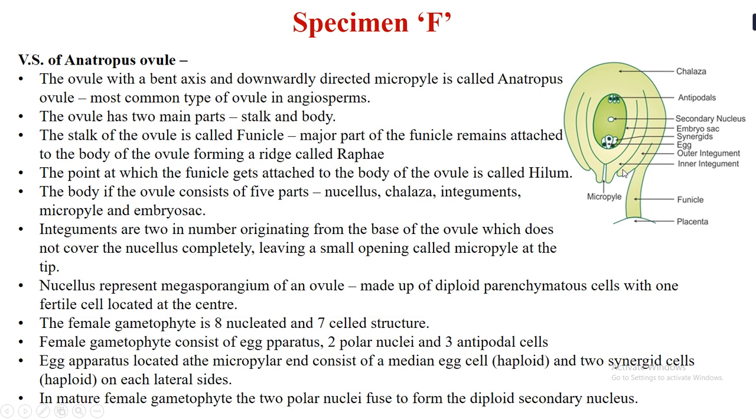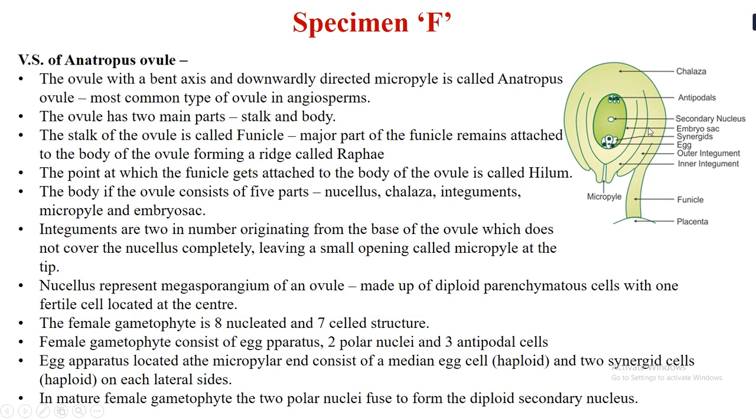Integuments are two in number, and they are the coverings of this embryo sac. They cover the nucellus completely, and leave a small gap at the micropylar end. Speaking about the nucellus, it represents the megasporangium of an ovule, and it is made up of diploid parenchymatous cells with one fertile cell located at the center.